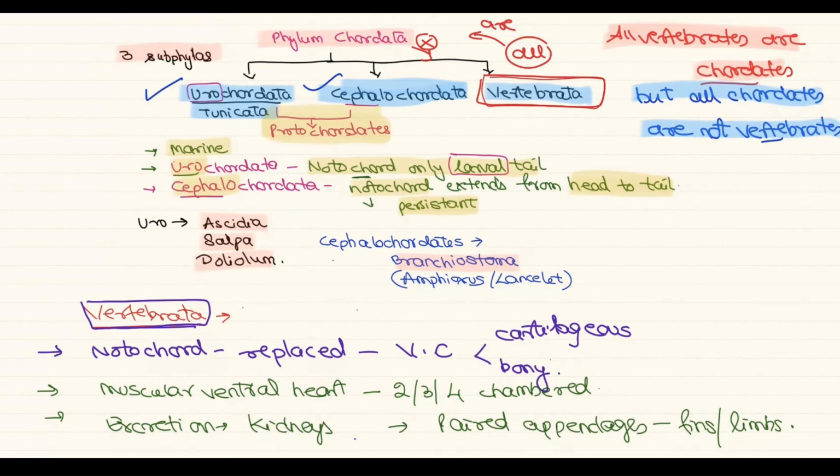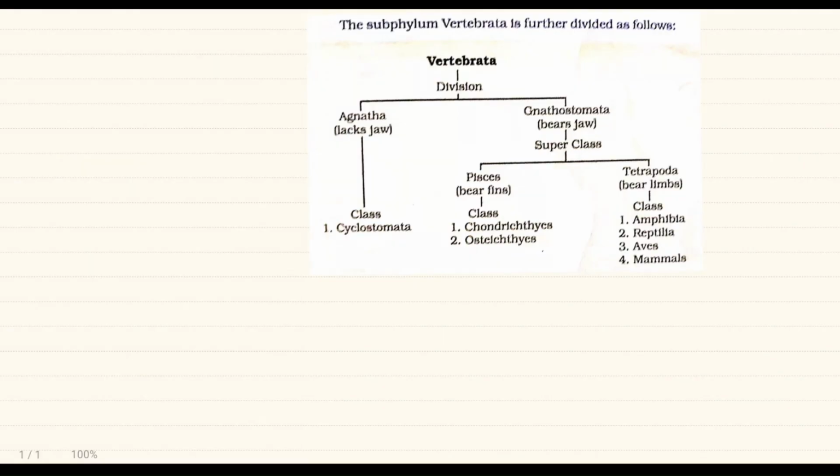So this is about subphylum Vertebrata. Now what are vertebrates? So vertebrates are those in which the notochord is replaced by vertebral column, either completely or partially. This vertebral column is either made up of cartilage or bones. So we can say that all the vertebrates are chordates, but all the chordates are not vertebrates. The other common structures are they have a muscular ventral heart which has 2, 3 or 4 chambers. Excretion is basically by kidneys and appendages are paired in the case of the vertebrates. So let's continue with the classification of the subphylum Vertebrata.